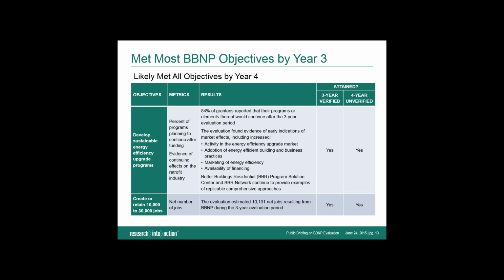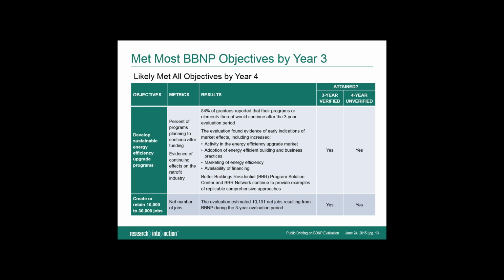BBNP then defined program objectives, and these were more carefully defined than the ARA objectives. For instance, ARA said create jobs. BBNP program defined was create or retain 10,000 to 30,000 jobs. We also set a goal of developing sustainable energy efficiency upgrade programs. By sustainable, they meant that something would continue after funding. We found that 84% of the grantees would actually be continuing some portion of their program after the 3-year evaluation period, after the continuation period as well. This would include activity in their own market, adoption of practices, financing that would continue to be available. So those features were expected to continue differentially across the different grantees.